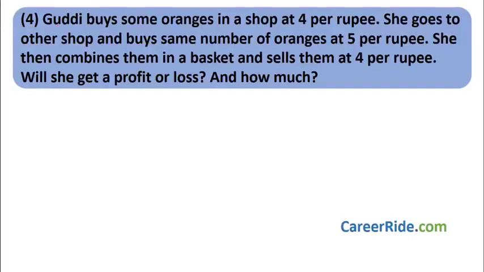Question number 4. Goody buys some oranges in a shop at 4 per rupee. She goes to another shop and buys the same number of oranges at 5 per rupee. She then combines them in a basket and sells them at 4 per rupee. Will she get a profit or loss, and how much? Now here we do not know whether it is profit or loss, and how many oranges Goody bought and all that stuff. We only know the rate at which the oranges were bought. So let us see how to tackle these kinds of sums.